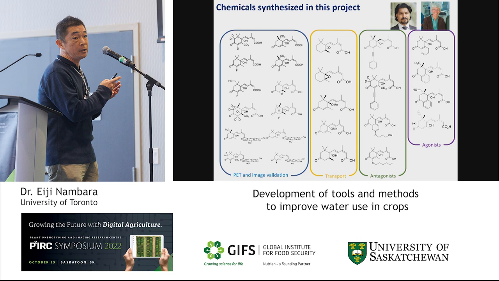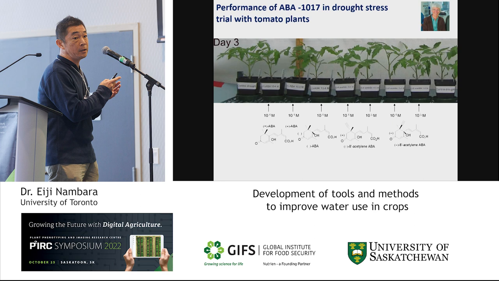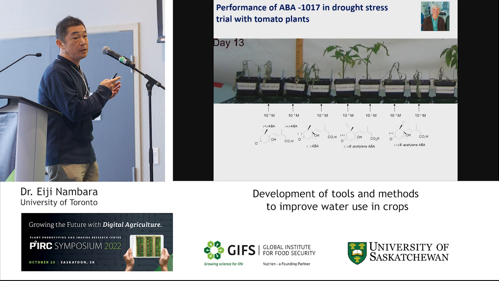They also provide some chemicals that potentially regulate ABA transport, ABA antagonists and agonists. This is one example of an agonist. This is a tomato plant where ABA and some analog were applied, but after drought, this long-lasting agonist makes strong anti-transpiration activity and makes the plant drought tolerant. Those are good tools to show how we control plant water use.